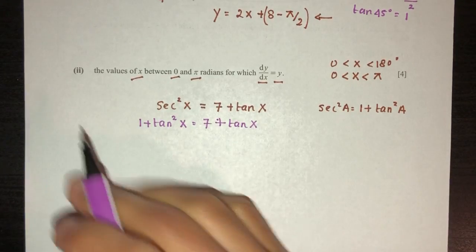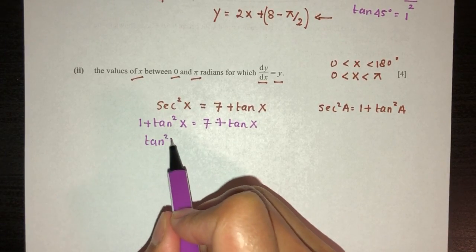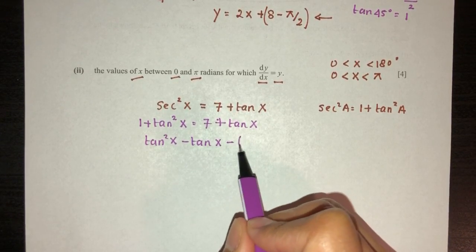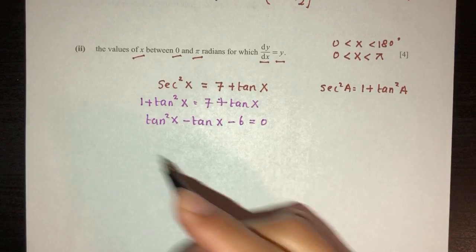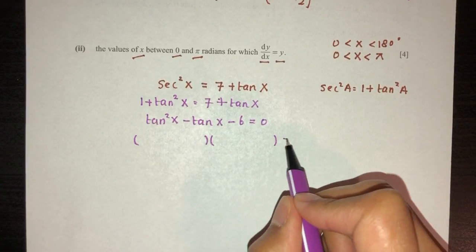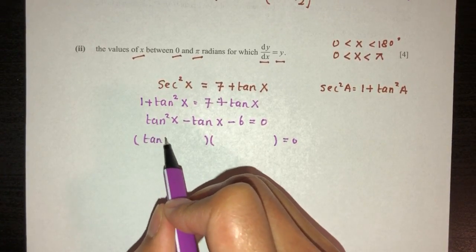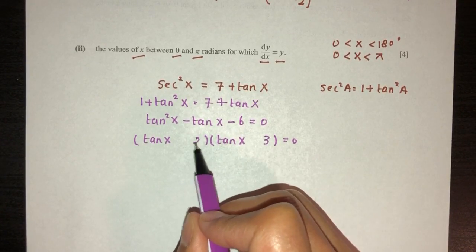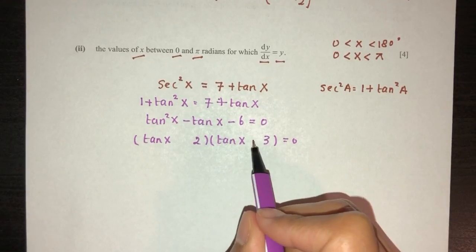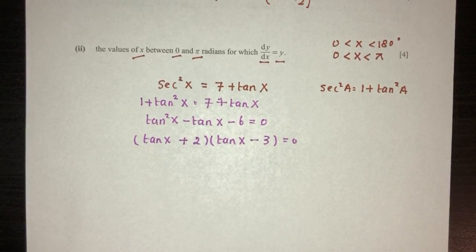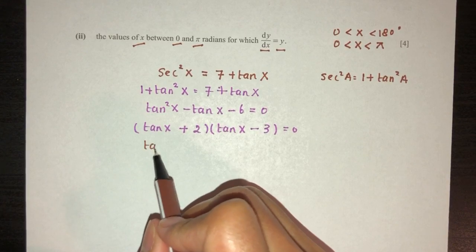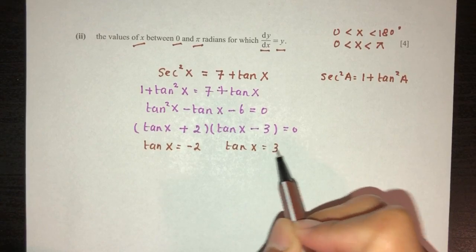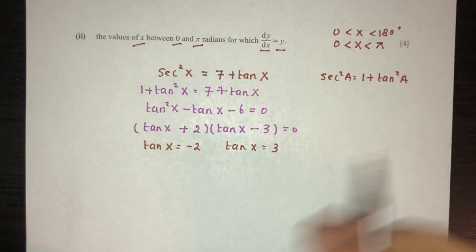Now let's bring everything to one side. You will have tan square x minus tan x plus 1 minus 7, which is minus 6, equal to 0. Now we can factorize. Tan square will be tan x times tan x. What is 6? It is 3 times 2. Now for us to get minus 1, we have to do minus 3 plus 2. Now if you solve, the first one will be tan x equal to minus 2 and tan x equal to 3. Now we have two possible values for this.